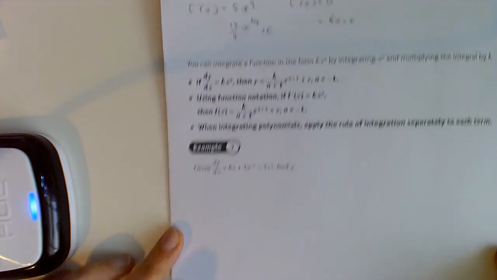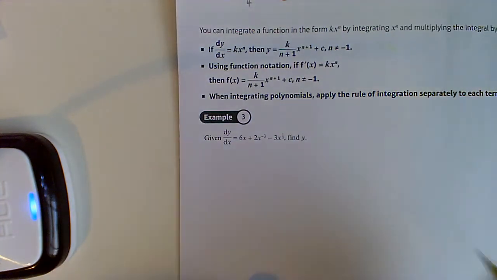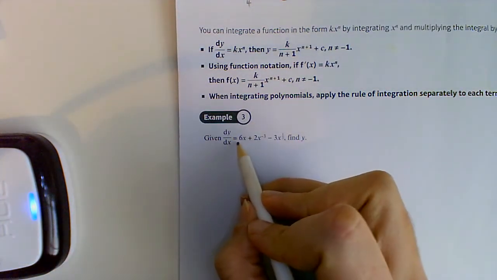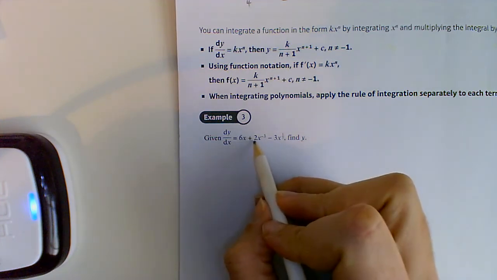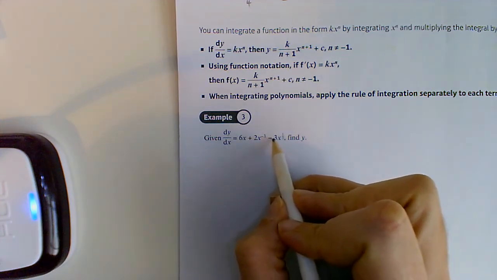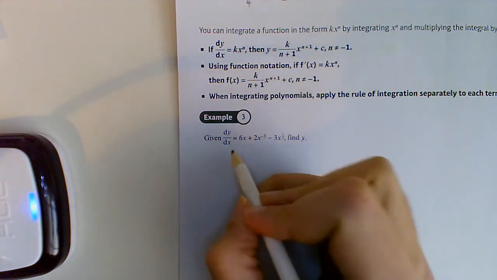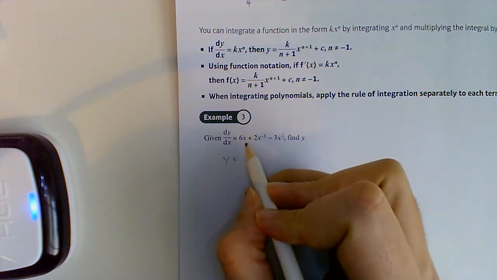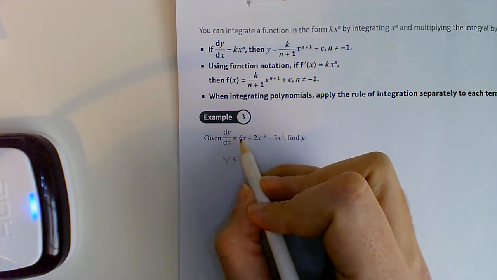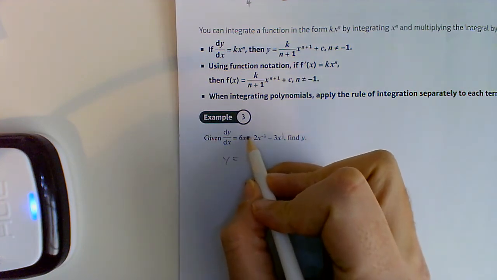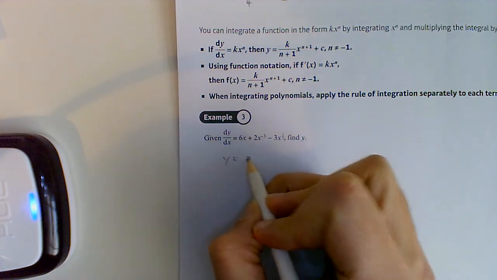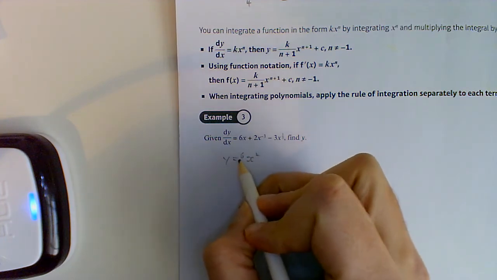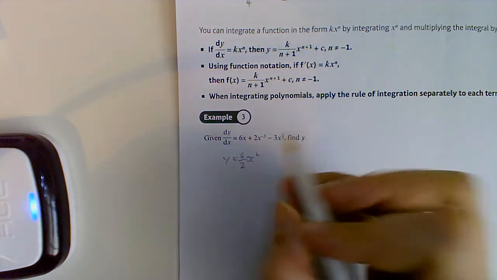Right, let's have a look at this one. Example 3. So when dy by dx equals 6x plus 2x to the minus 3 minus 3x to the half, find y. So what we do here is increase the power by 1, divide by the new power for each term. So the x there will go from x to the 1 to x to the 2. And then divide by the new power. I'm going to just write these like this for the time being.